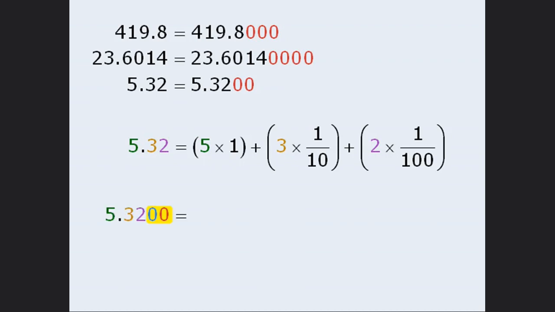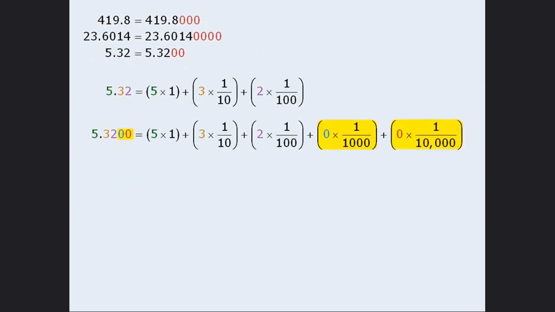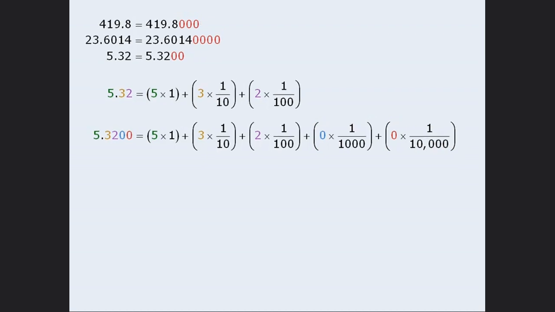Now, if we add 2 zeros to the end of this, all we are doing is adding 0 thousandths and 0 10,000ths to the sum, and this will have no effect on the value of the number. Alright, that's how place values work.